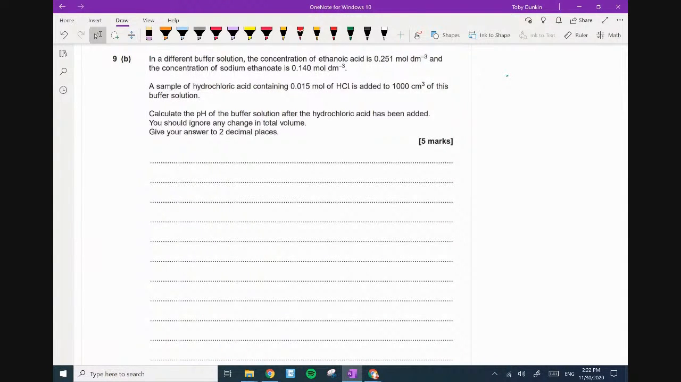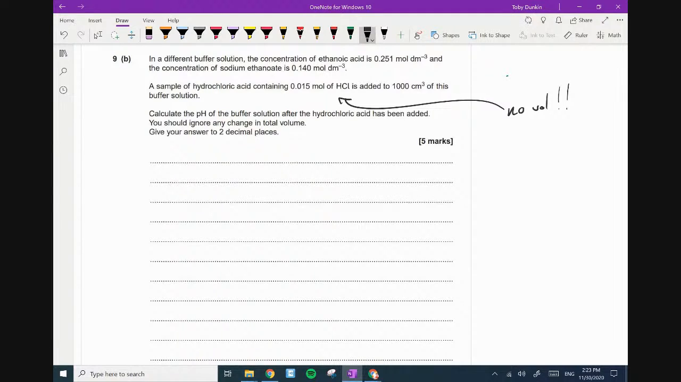Okay, so first step. A sample of hydrochloric acid is added, and they're adding moles of it. Oh, that's clever. Guys, do you notice that? A sample of HCl is added, but there's no volume. Isn't that interesting? And they've given us it in moles already. That's really clever. So actually, it becomes a whole lot easier.